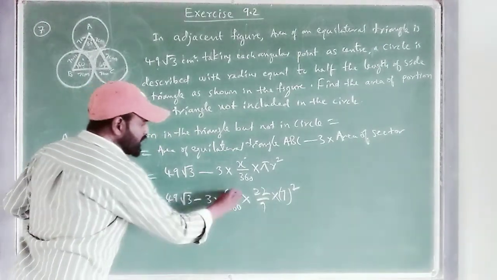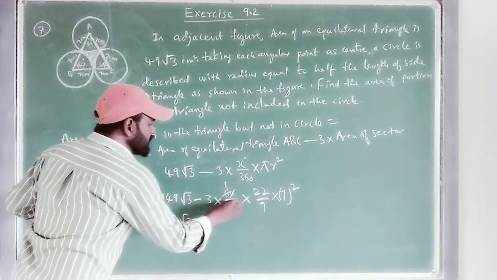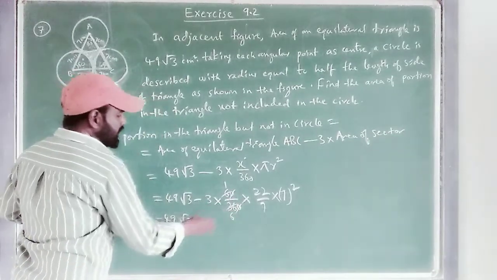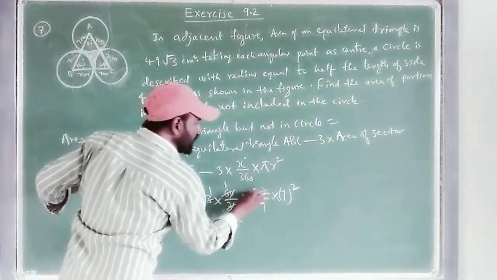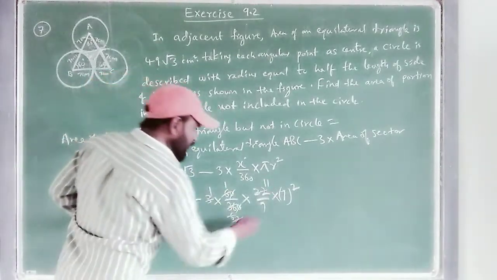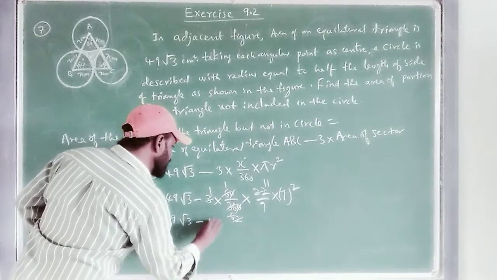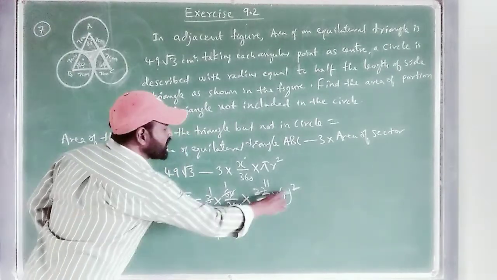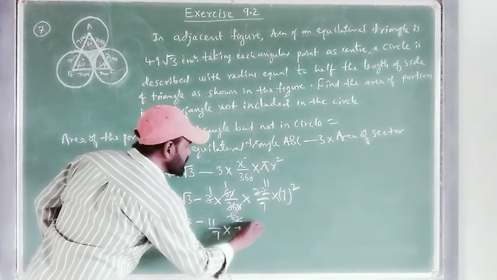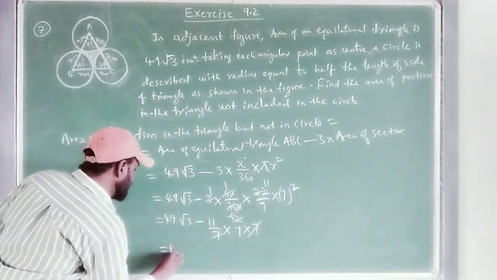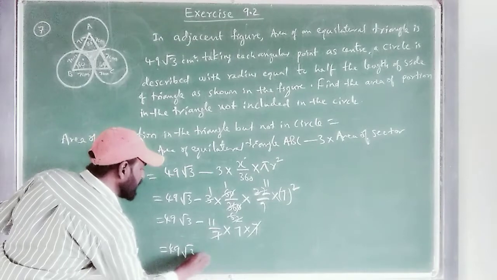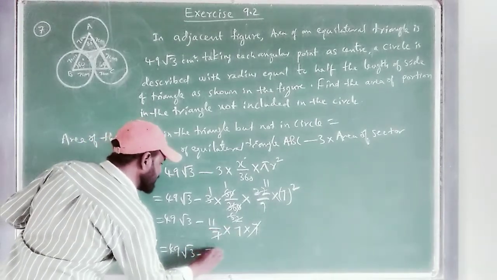Here I am simplifying this. The zeros cancel. 6 ones are 6, 6 sixes are 36. Again 3 ones are 3, 2 threes are... again 2 ones are 2, 11 twos are 22. What is remaining? 11 by 7 is remaining. After that 7 squared, that is 7 into 7. This 7 also cancels. Now 49√3 minus 11 into 7, that is 77.